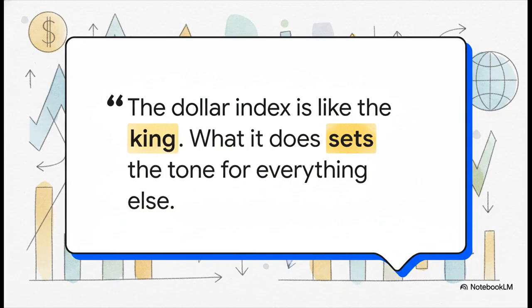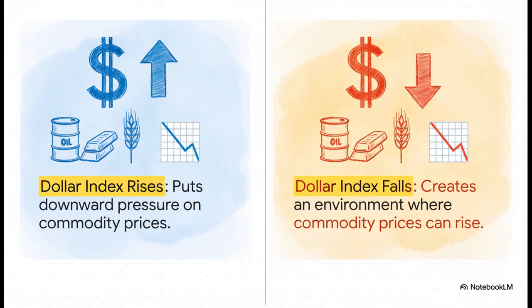So forget everything else for a second. Your analysis has to start right here with the dollar. And the relationship is actually pretty simple. It's an inverse one. It works like this. When the dollar index goes up, it puts this downward pressure on commodities, right? It pushes their prices down. But when the dollar index falls, it creates the perfect environment for commodity prices to start climbing. So here's the bottom line. Your long-term view on any commodity is directly tied to your analysis of the dollar.